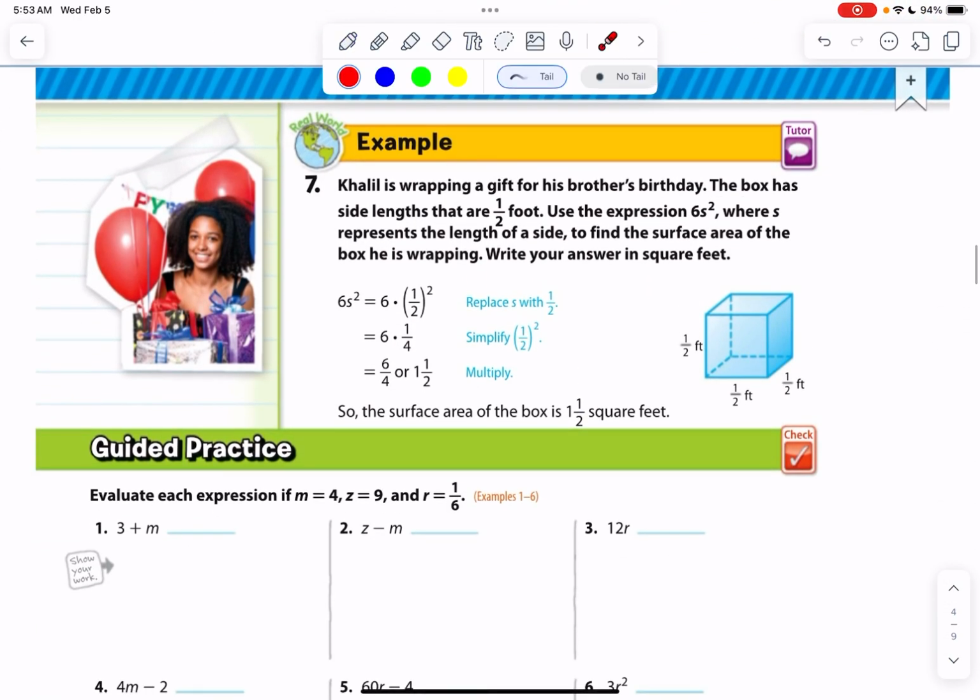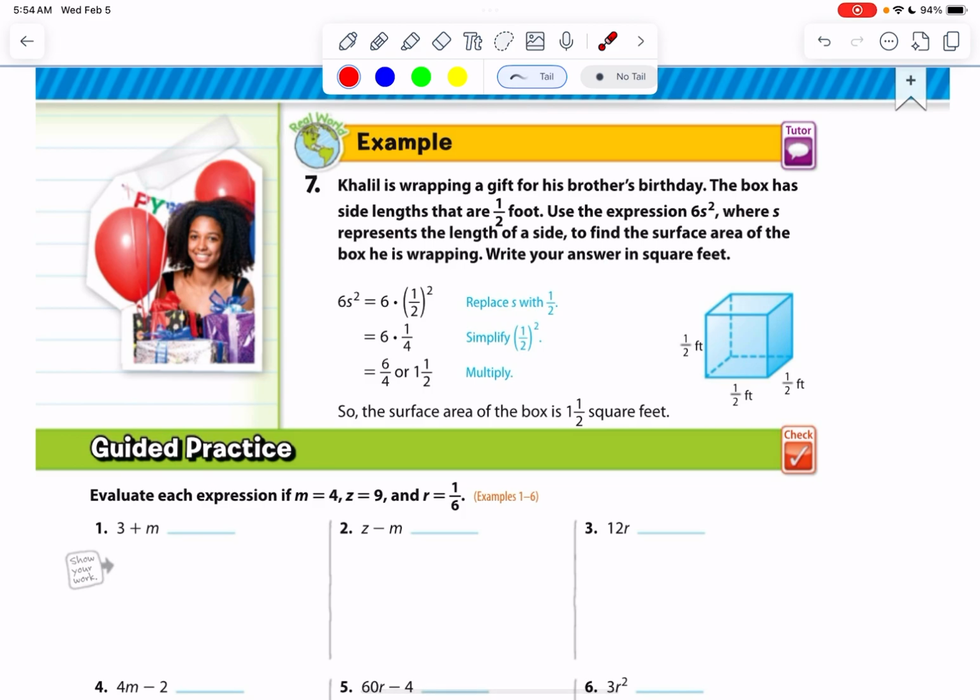Is there any more here? Yes. Okay, Khalil is wrapping a gift for his brother's birthday. The box has side lengths that are 1/2 foot. Use the expression 6 times s squared, where s represents the length of a side, to find the surface area of the box he is wrapping.